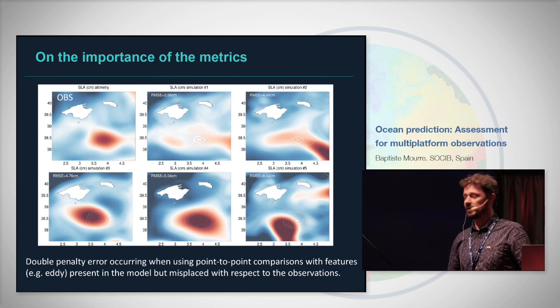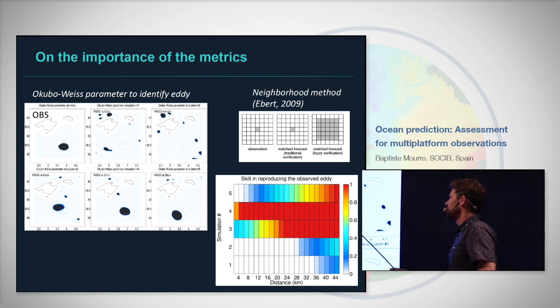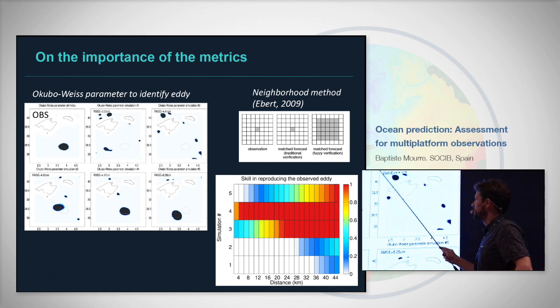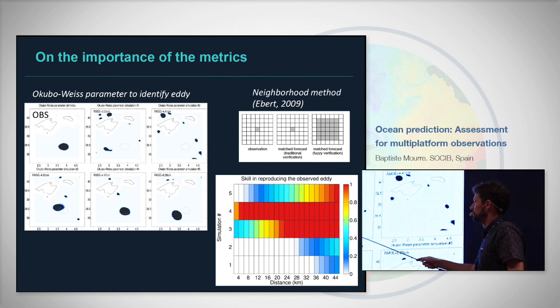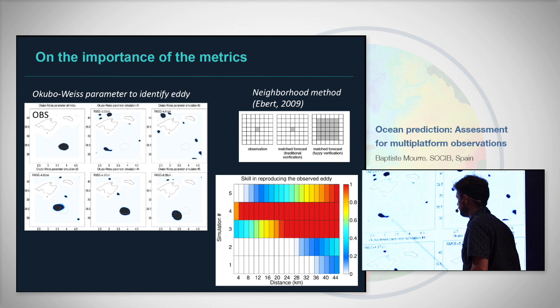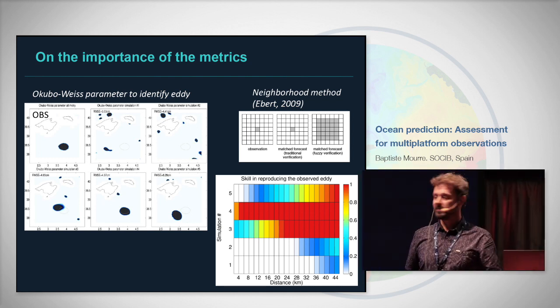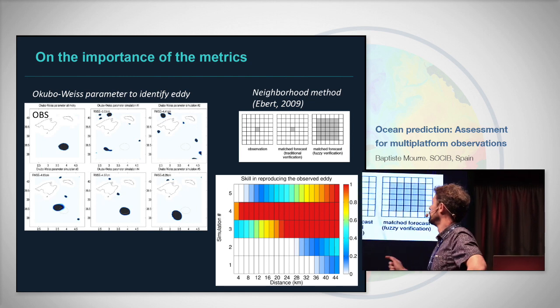So I just transformed this. Imagine what you want is to identify an eddy, so you select a criterion. In that case, it was the Okubo-Weiss parameter, to transform the sea level anomaly field into another metric that represents whether or not there is an eddy, so I still have the contours. And then you can even complexify this and apply what we call the neighborhood methods.